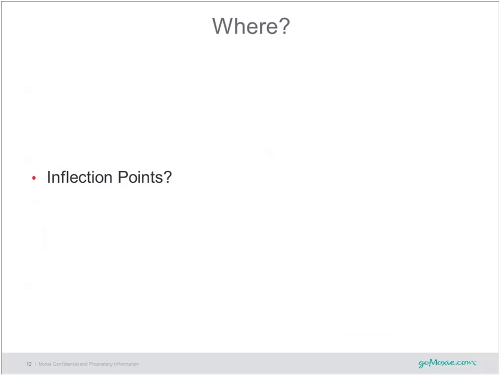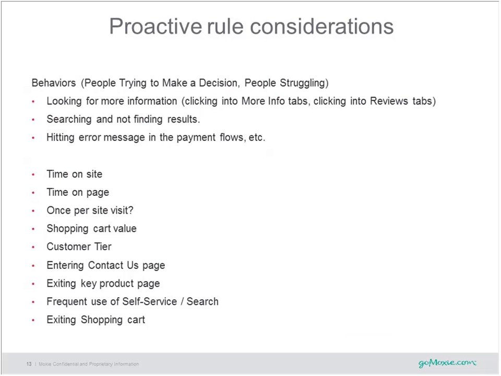Here's some ideas that I've put down with regards to some considerations. Have a look at behaviours. So people trying to make a decision and people struggling. The 3 key points here will be important for you to consider. So looking for more information, clicking into more info tabs, clicking into reviews tabs, searching and not finding results, and hitting error messages in the payment flow. I'll go through each of those in a bit more detail.